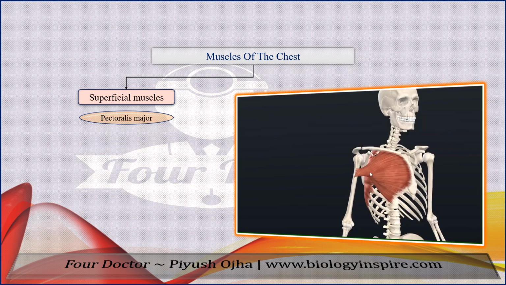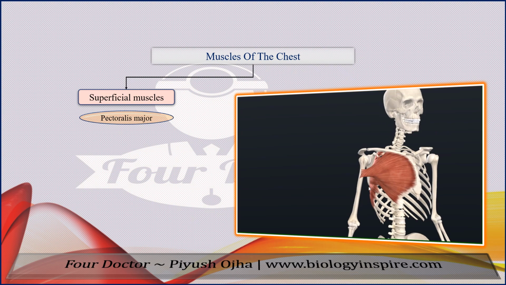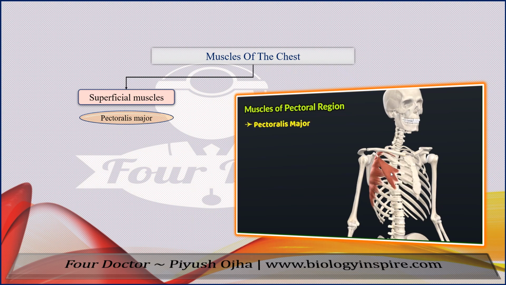These are the muscles of the pectoral region, and there are four muscles which constitute this region. These muscles are the pectoralis major muscle, the pectoralis minor muscle, the subclavius muscle, and the serratus anterior muscle.